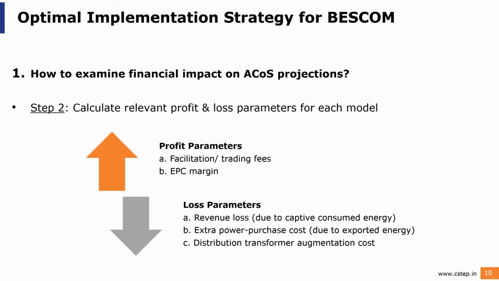BESCOM suffers from revenue loss when the high-paying commercial and industrial consumers switch to rooftop solar, as well as the electricity remains unsold under the long-term PPAs with generators. Then it also bears additional power purchase cost due to exported RTPV generation. And lastly, there will be distribution transformer augmentation cost since BESCOM needs to upgrade the distribution network to accommodate such large-scale rooftop PV.